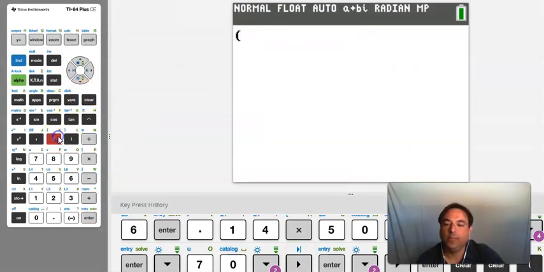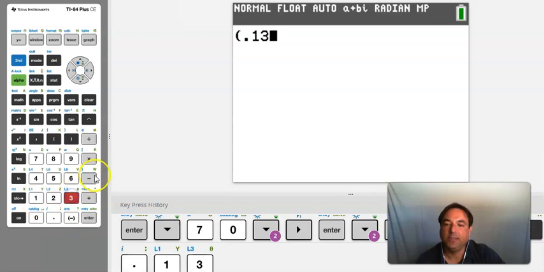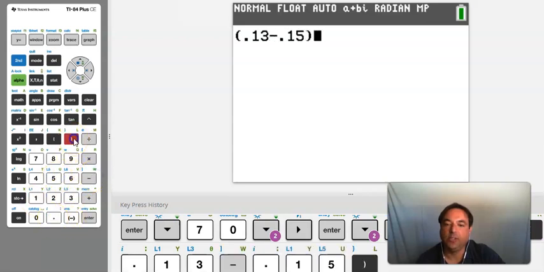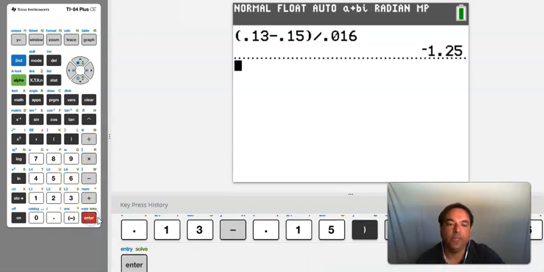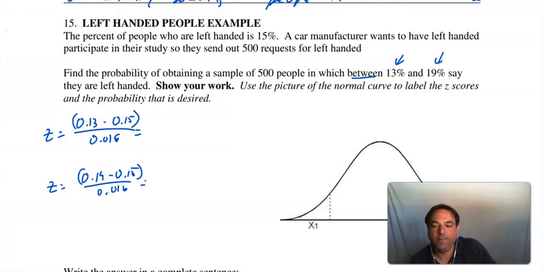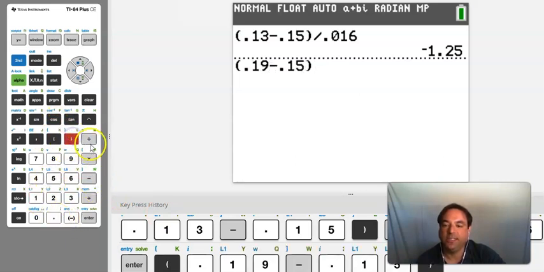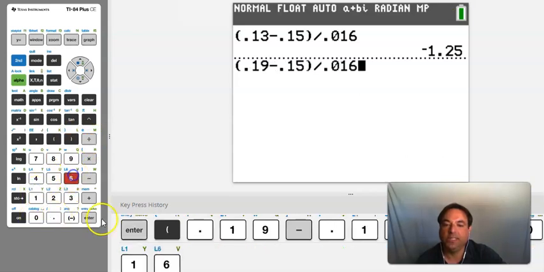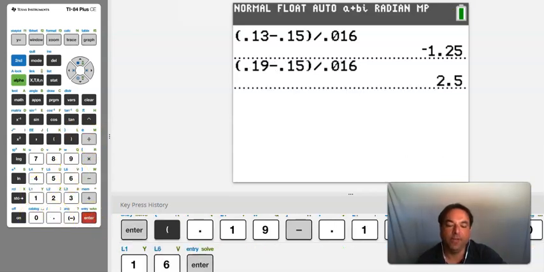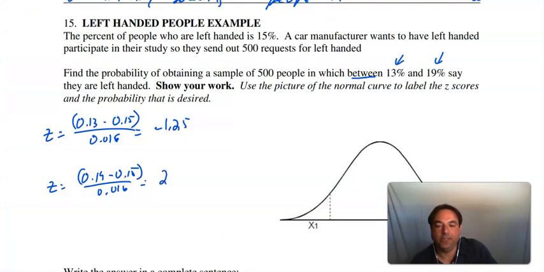we get parenthesis 0.13 minus 0.15 close parenthesis divided by 0.016. For 13, we get negative 1.25. And for 19, we get parenthesis 0.19 minus 0.15 close parenthesis divided by 0.016, and we get 2.5. Okay, so we have our z-scores.